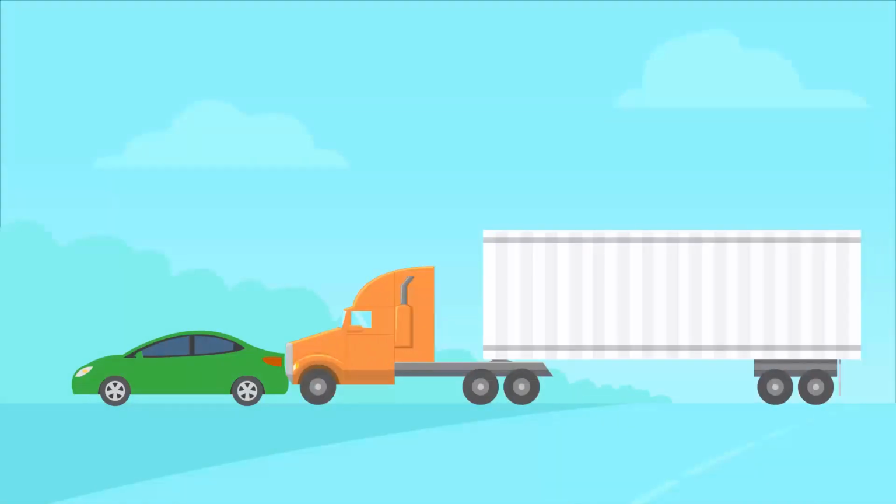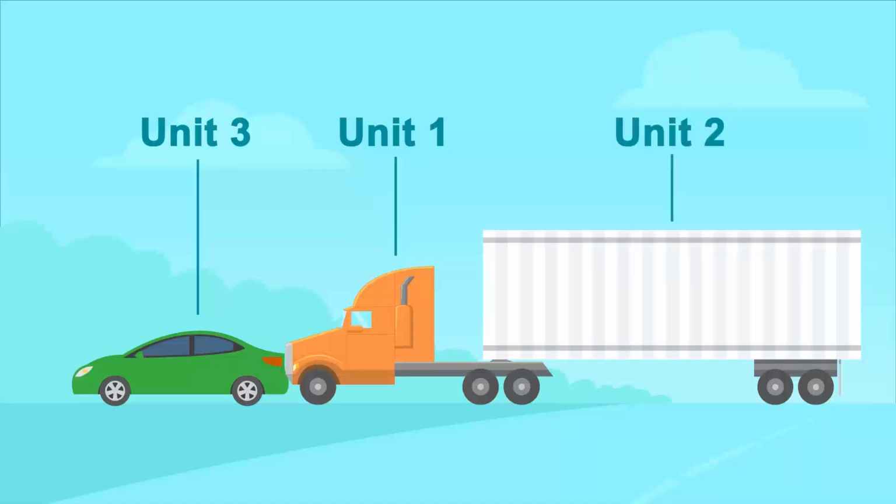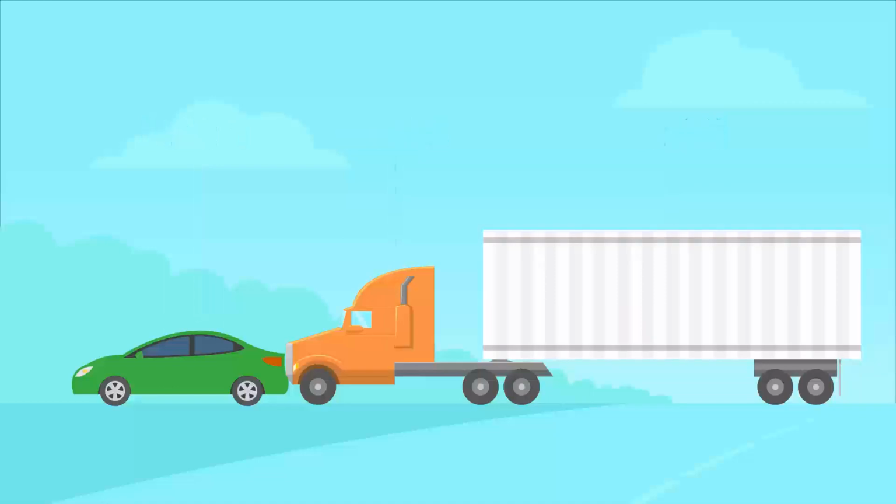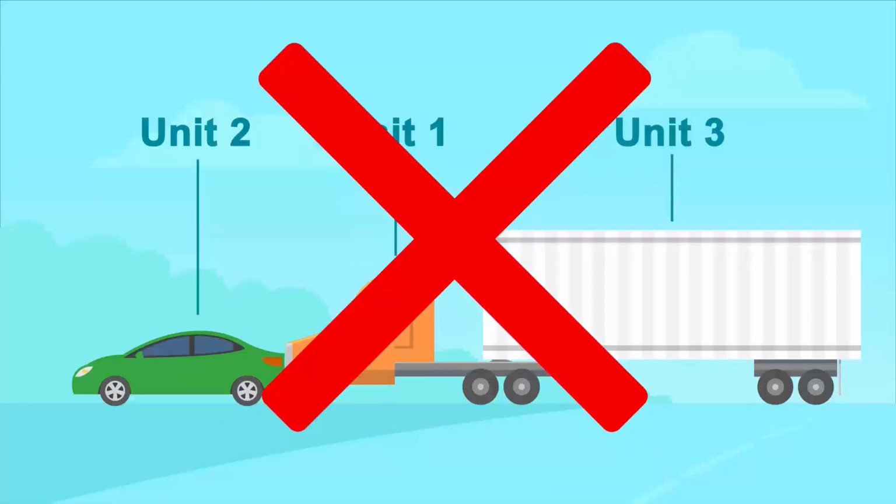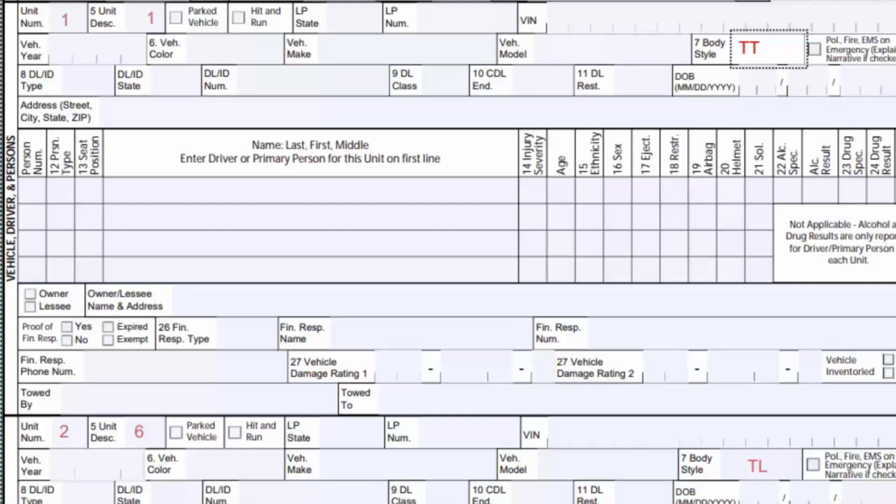There are only two correct ways to identify the units in the crash. The first option is to identify the truck tractor as Unit 1, the semi-trailer as Unit 2, and the car as Unit 3. The second option is to identify the car as Unit 1, the truck tractor as Unit 2, and the semi-trailer as Unit 3. It is not an option to identify the truck tractor as Unit 1, the car as Unit 2, and the semi-trailer as Unit 3, because the trailer number should be successive to the truck tractor.